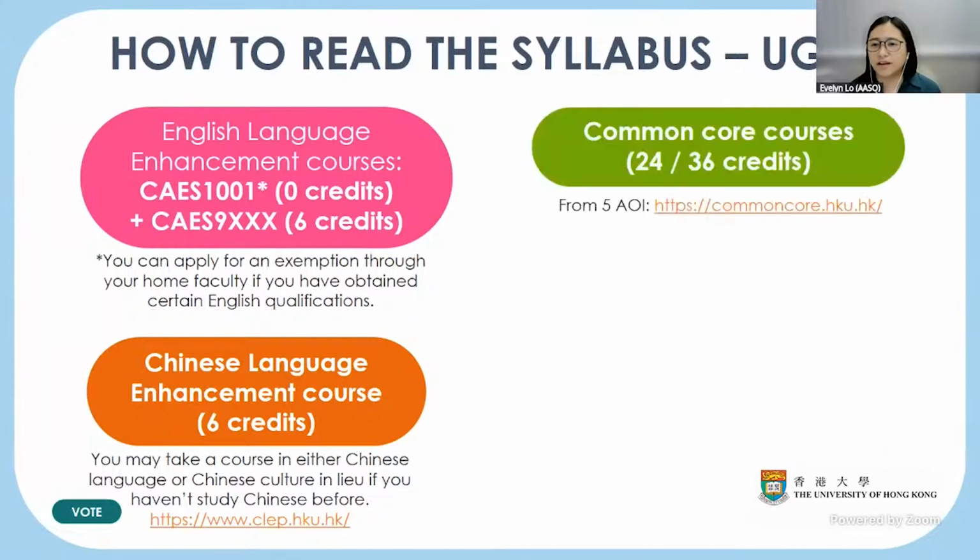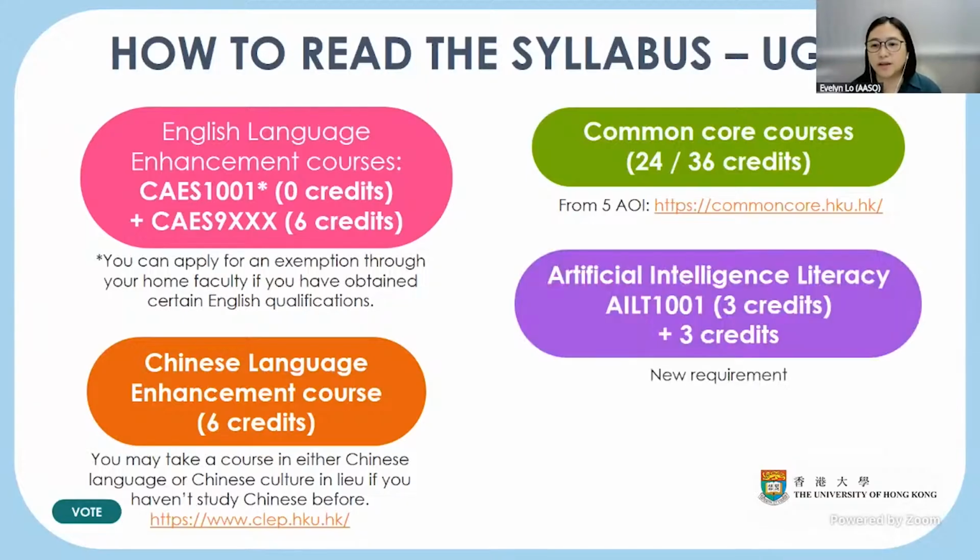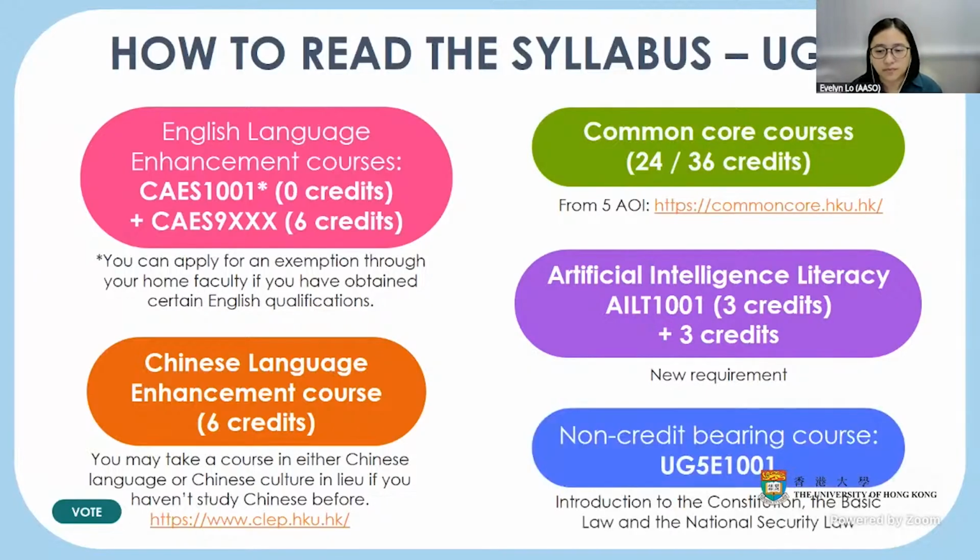So another thing is the Common Core course. You will have to do either 24 or 36 credits, again depending on your curriculum, from 5 different AOIs. And there's something new here. It's called Artificial Intelligence Literacy. It's a 6 credits requirement. You have to do the AI LT 101 in your year 1, and another 3 credits probably in your year 2. And there is a non-credit bearing course, which is the UG5E 101. Basically, it is about the Constitution and the Basic Law.